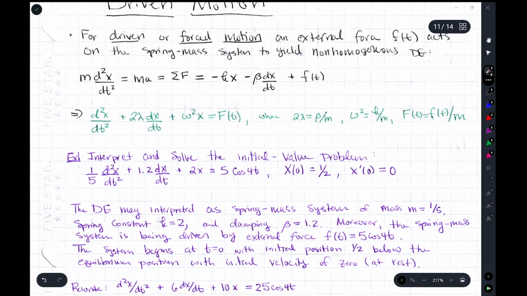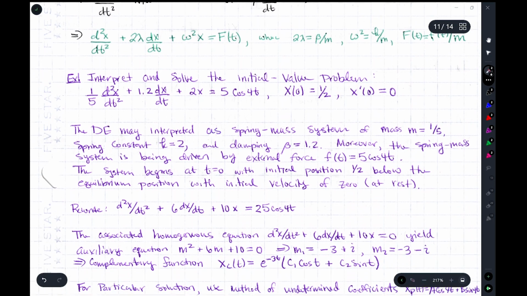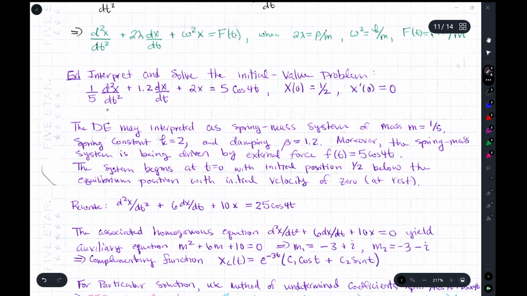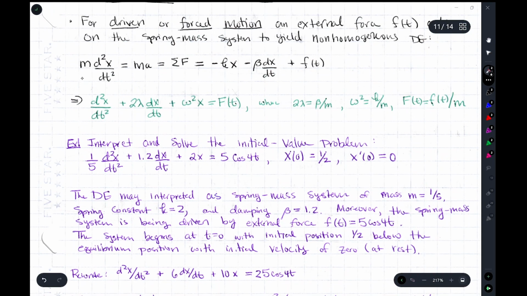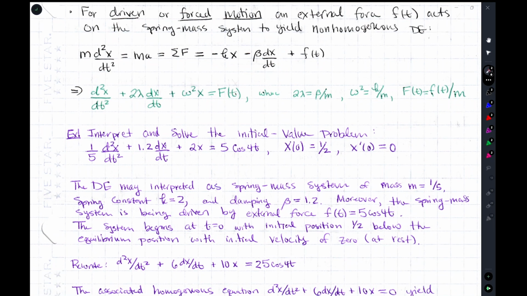And let's take a look at an example. So interpret and solve the initial value problem that we see here. This differential equation can be interpreted as a spring mass system because it respects this form, with the mass equal to 1/5. Again, we're just looking at what you would get from moving this to the other side. So the mass in front of the d squared x dt squared term is 1/5. This is 1.2. Again, this is positive there because you're moving it to the other side. So beta is 1.2.